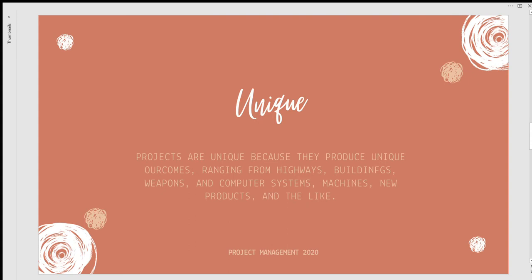Let's now first go to the characteristics of unique. Projects are unique because they produce unique outcomes, ranging from highways, buildings, weapons, and computer systems, machines, new products, and the like. Ayan, sinasabi dyan na unique yung mga projects dahil meron silang iba't ibang outcome. But there is a lot of possible context kasi when we say na unique yung every projects. It could mean sa outcome, or unique sa staffing, or sa process. So, a project is unique kasi the project has a specific set of operations designed para ma-accomplish yung isang project. Always keep in mind that projects are not a routine operation. Instead, they are trying to accomplish a single project. Yun, isang project lang talaga.